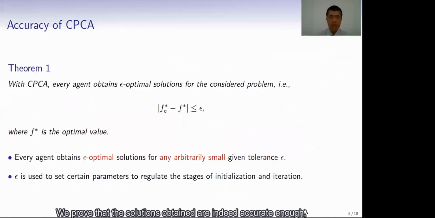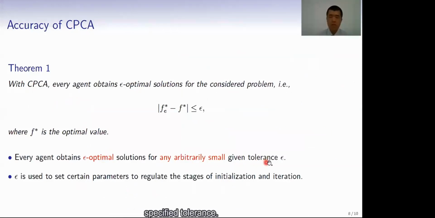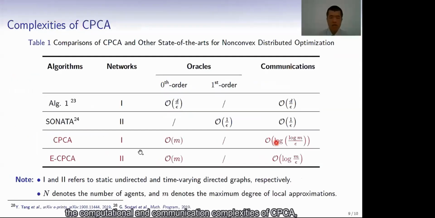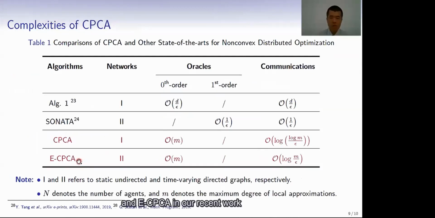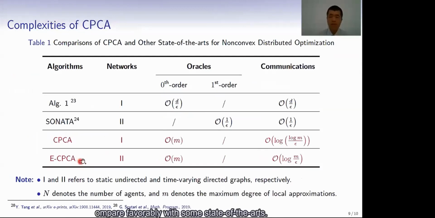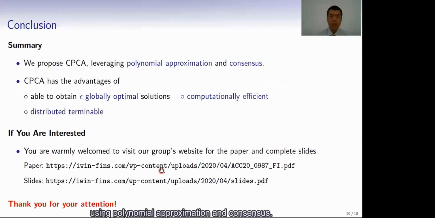We prove that the solutions obtained are indeed accurate enough, where epsilon is any arbitrarily small specified tolerance. Also, the computational and communication complexities of CPCA and eCPCA in our recent work compare favorably with some state-of-the-art. To summarize, we propose CPCA using polynomial approximation and consensus. It has these major advantages for the considered problem.